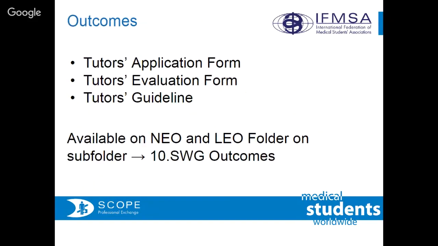Okay. So the outcomes were the three documents created, and they will be available in the new Scopy folder, in subfolder number 10, small working group outcomes. And after it's released on the new Scopy server, we'll also add it in another section which will be defined later.